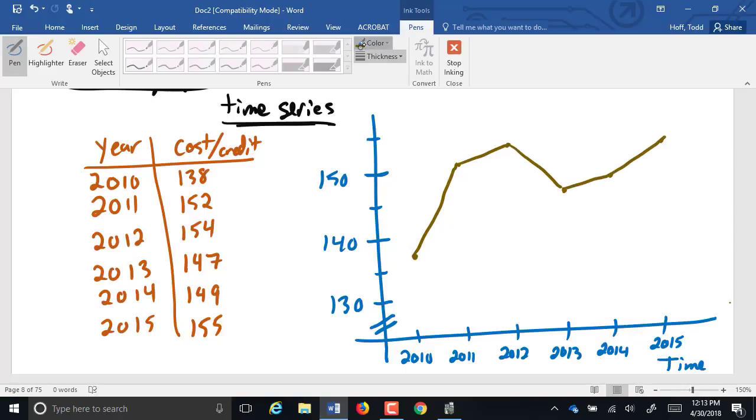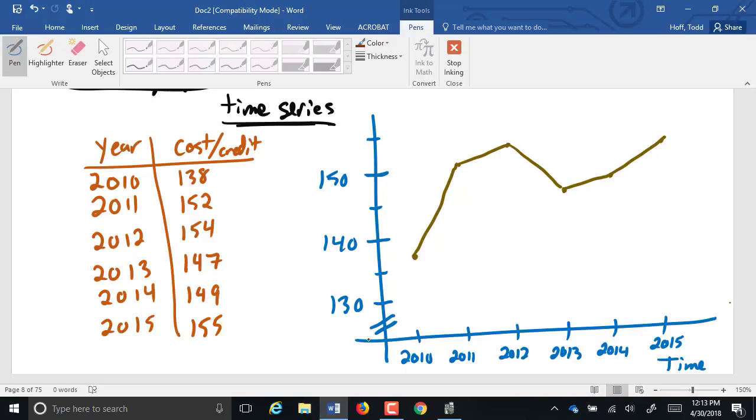Okay, now a couple of things. One mistake that's very common is a lot of people want to connect this like that down to the origin of the graph. Don't do that because that's not true. There was never a point here where that cost was 0. So resist that temptation.